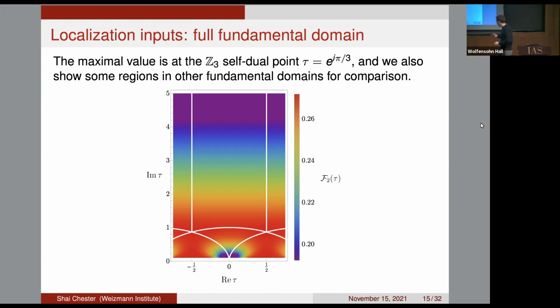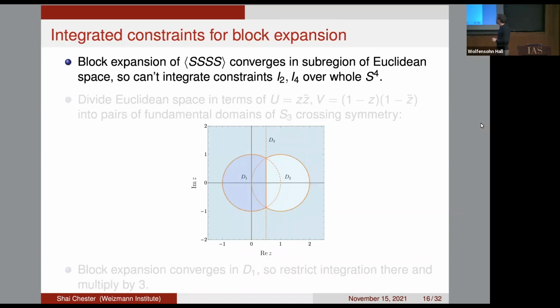Great. Okay, so that concludes the discussion of the localization input. Now let's discuss how to actually impose these integrated constraints on the stress tensor 4-point function. So we have the block expansion of the stress tensor 4-point function, and a technical difficulty is that this block expansion only converges in certain subregions of the full Euclidean space, R2. So that means you can't just naively apply these integrated constraints over the full sphere S4, because naively it would diverge.